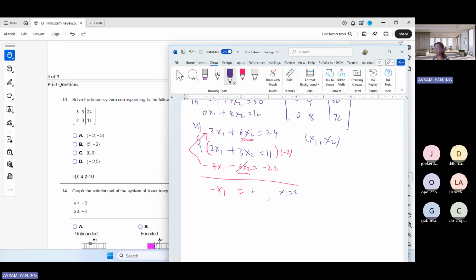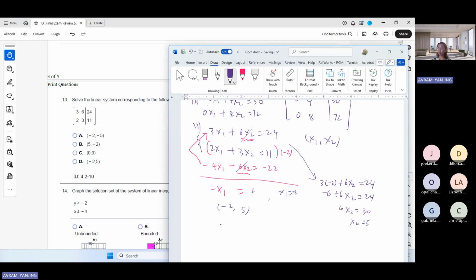All right, so what is my x2? I can choose any one to do the calculation. So if I plug it into this one right here, 3 times -2 plus 6x2 should be 24, right? And this is -6 plus 6x2 equal to 24. You add 6 on both sides, so it should be 30. So your x2 here will be 5. So x1 is -2, x2 is 5.